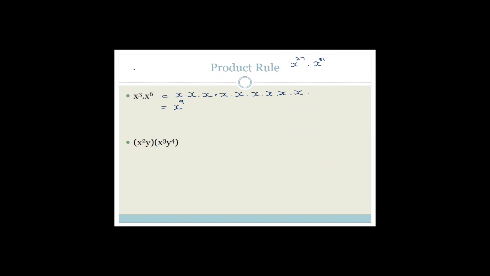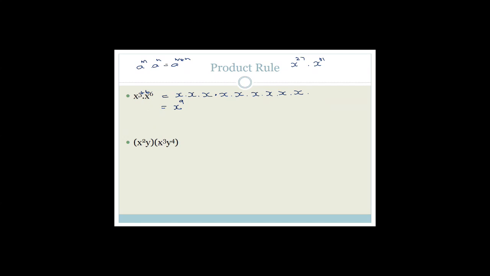And the rule says that a to the m times a to the n is a to the m plus n. If we have the same base, we can add the exponents. So 3 plus 6 is going to equal 9. There you go. Now let's look at this question.